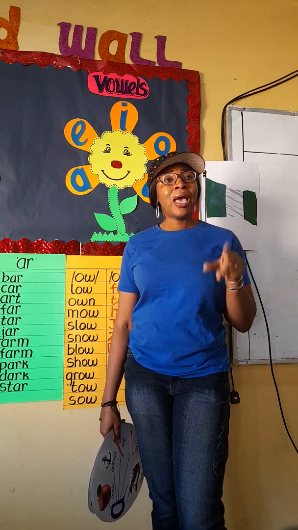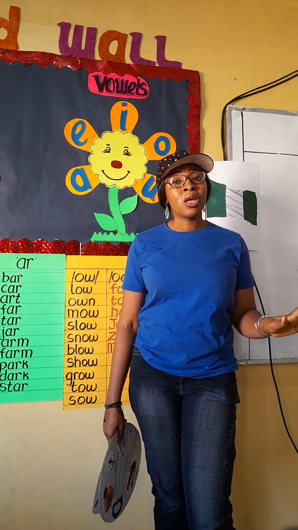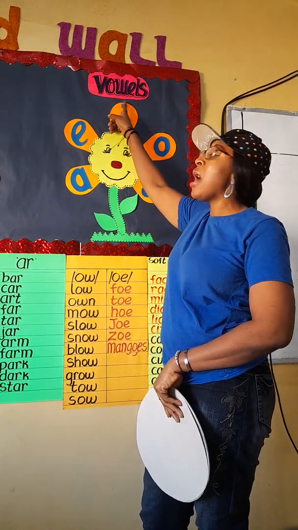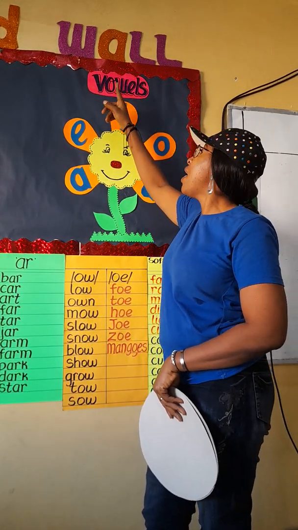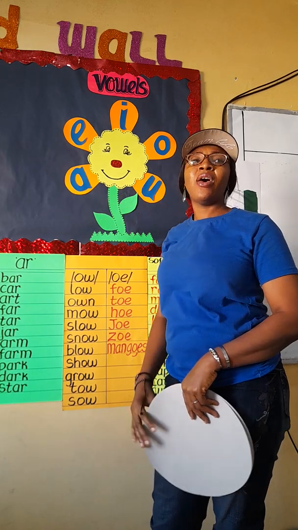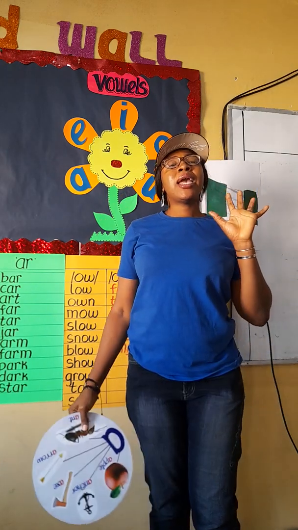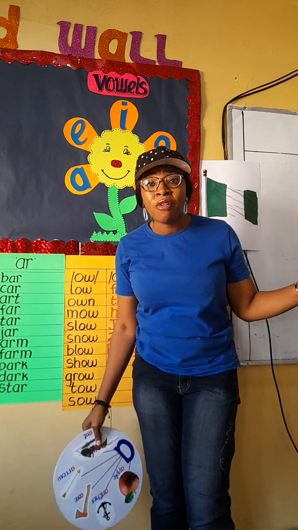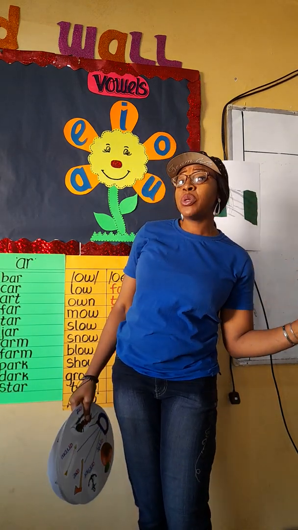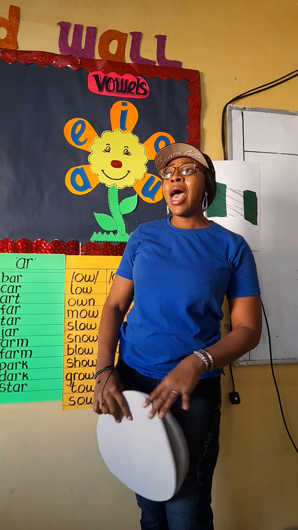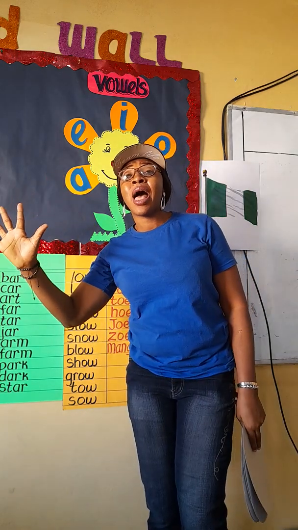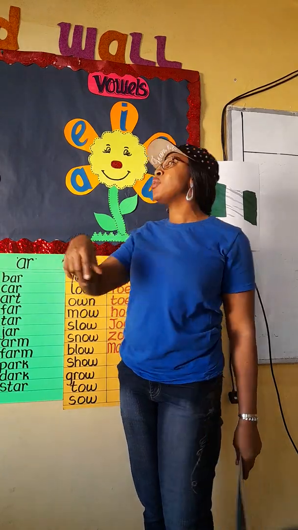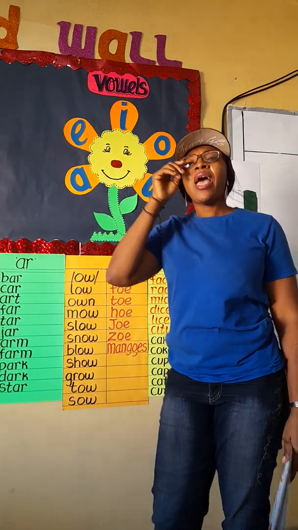And today, I'm going to be taking you on a lesson on vowels. Everybody say vowels. Vowels. Vowels. In the English alphabet, there are 26 letters. 5 of those 26 are vowels, and the other 21 are consonants. But today we're going to be drawing our attention closer to vowels.